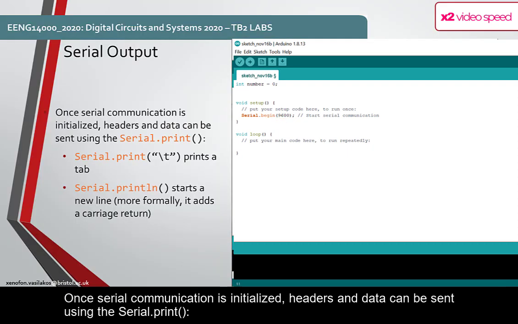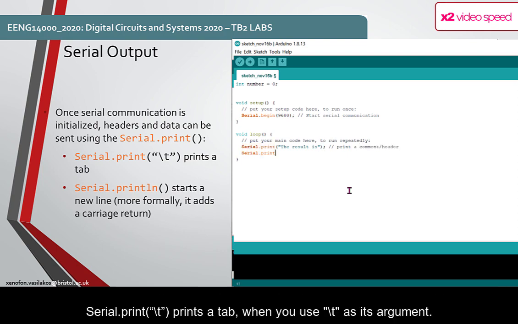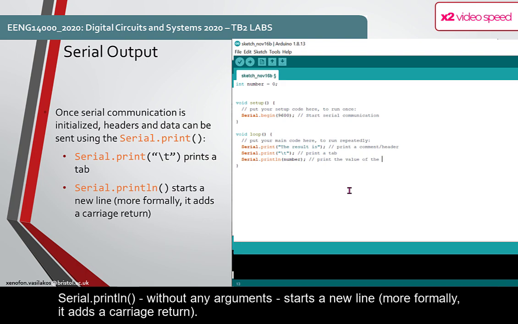Once serial communication is initialized, headers and data can be sent using Serial.print. Serial.print prints a tab when you use \t as its argument. Serial.println without any arguments starts a new line. More formally, it adds a carriage return.